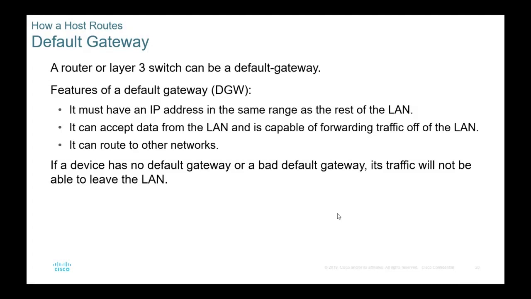It can accept data from the LAN and is capable of forwarding the traffic off the LAN to another network. It can route to other networks as well. If the device has no default gateway or a bad default gateway, the traffic will not be able to leave the LAN. So if you don't have a gateway, you can't go off your network basically. No internet, no anything.